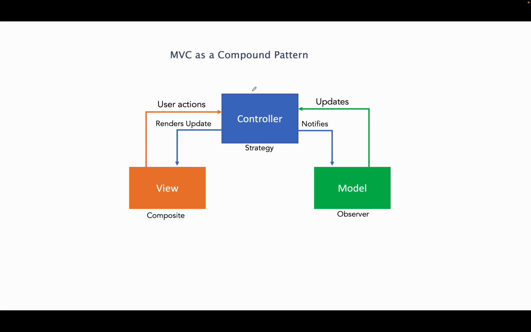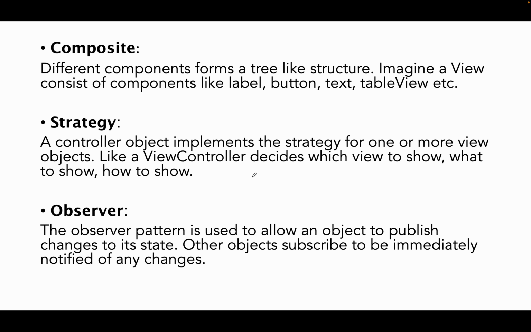MVC as a compound pattern consists of other small design patterns like composite, strategy, and observer. Let's see what these are. Composite design pattern, you can think of it like a tree. In a tree, we have leaves and branches, and all these things make up a giant tree.